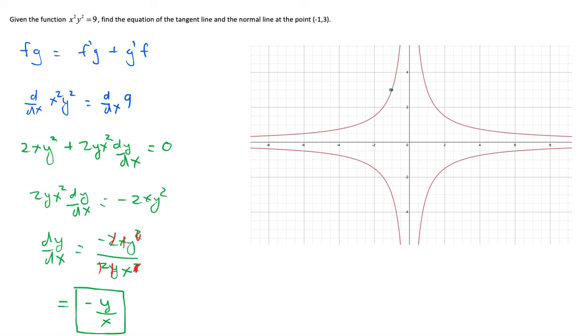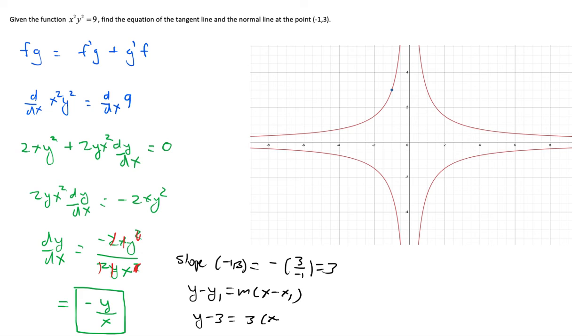So at this point, we notice that the x value is -1 and the y value is 3. So the slope at (-1, 3): we just plug in the y value and the x value, and we get -3 over -1, which is just 3. So if you draw a line here, the slope of that line is going to be 3. Then how do we get the equation of that line? Well, we just use the point-slope formula: y minus y1 equals m times x minus x1, using that point. So y minus 3 equals 3 times x plus 1.